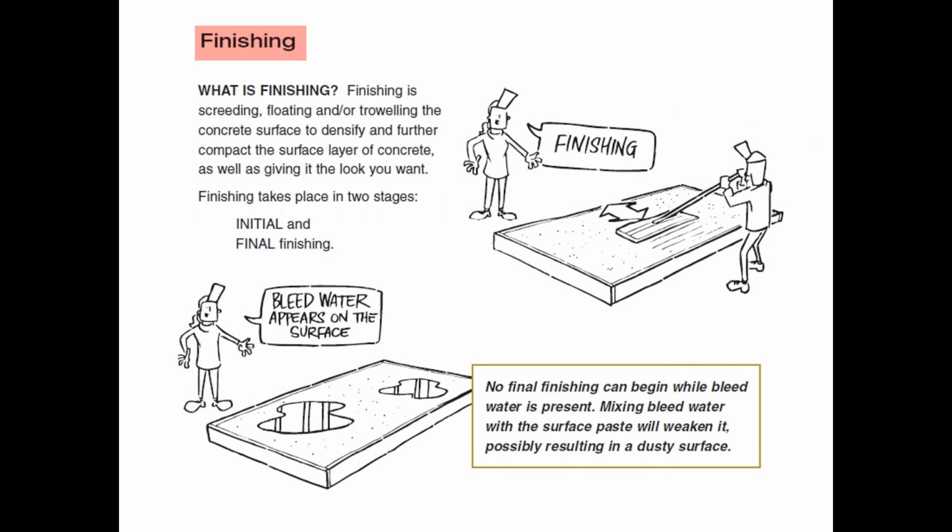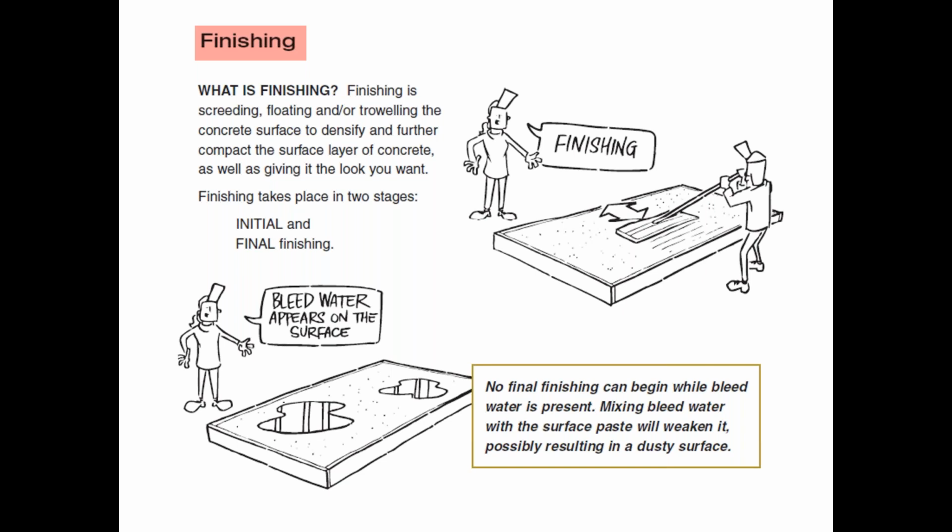So let's have a wee look at finishing, because this is actually quite important, especially when it comes to flooring. So what is finishing? It's the spreading, floating and troweling of the concrete, to help densify the surface and further compact it, as well as curing, etc. So you've got initial and final finishing. The first thing the concrete guys do is spread it all out, compact it, and level off the top surface. You see them with those big trowel things, and that's it.